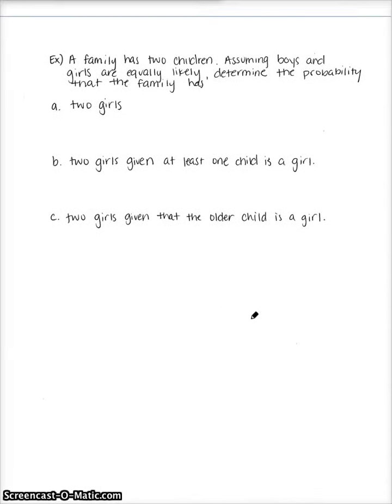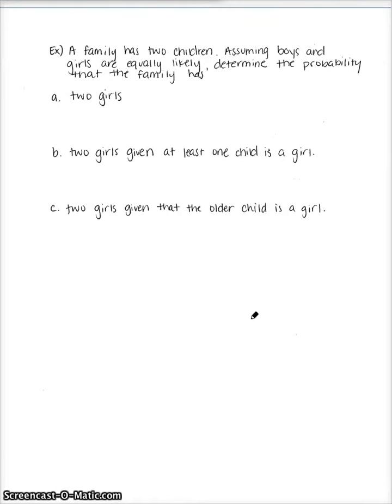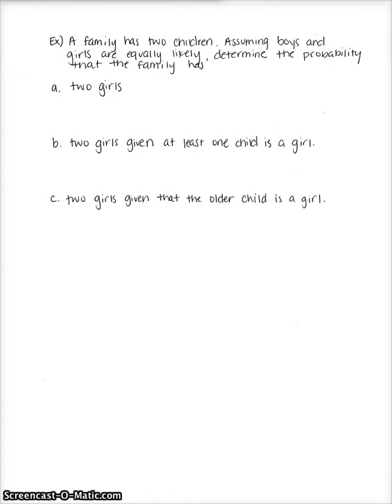A family has 2 children. Assuming boys and girls are equally likely, determine the probability that the family has 2 girls. So this is the probability that the first is a girl and the second is a girl. The probability that the first child is a girl is 1/2. The probability that the second child is a girl is 1/2. So the probability that the family has 2 girls is 1/4.